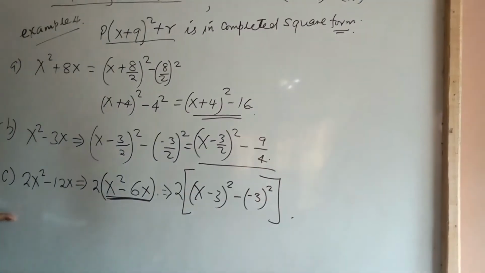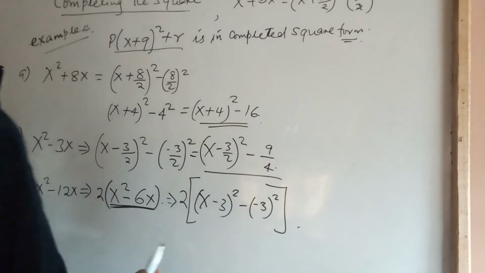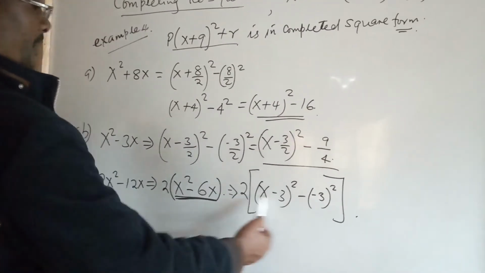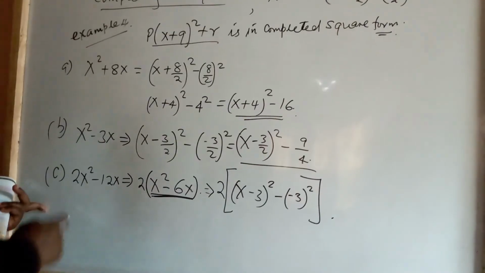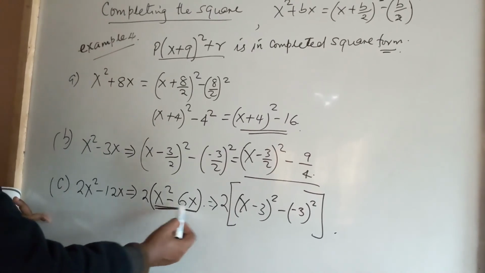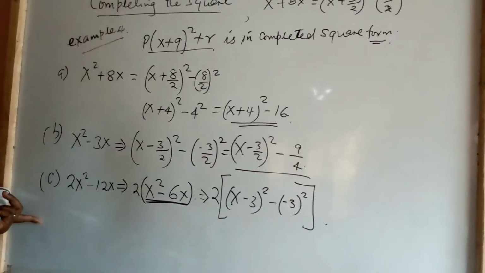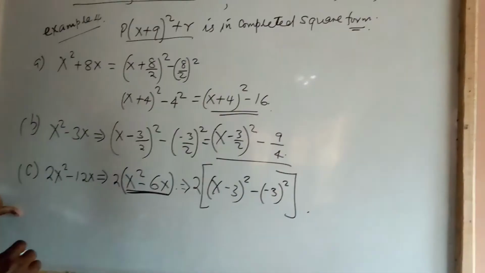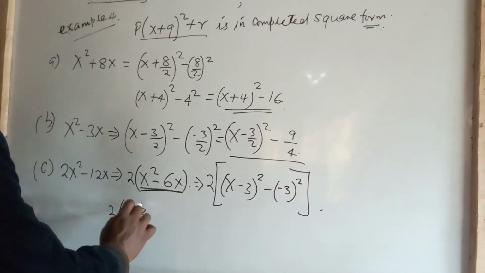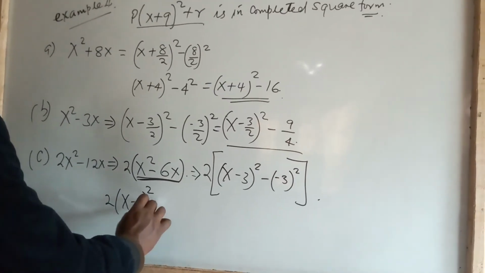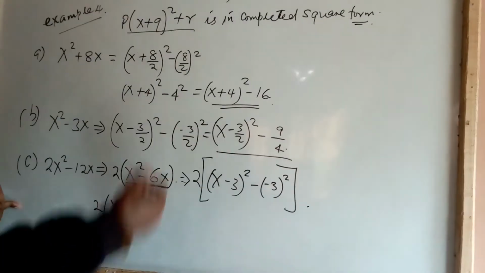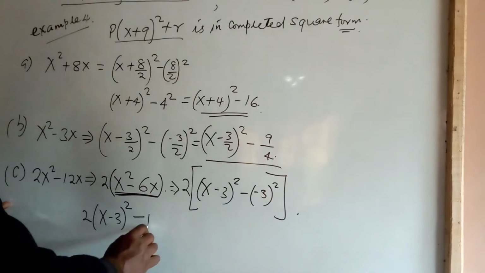Close the main bracket. The reason why I've opened the main bracket is because the 2 over here is going to affect all of these terms in the main bracket, simply because when we factored 2 outside, it affected all the terms in the bracket. So opening this bracket, you're going to have 2 times (x minus 3) squared minus, of course, 3 squared is 9, and 9 times 2 is 18.